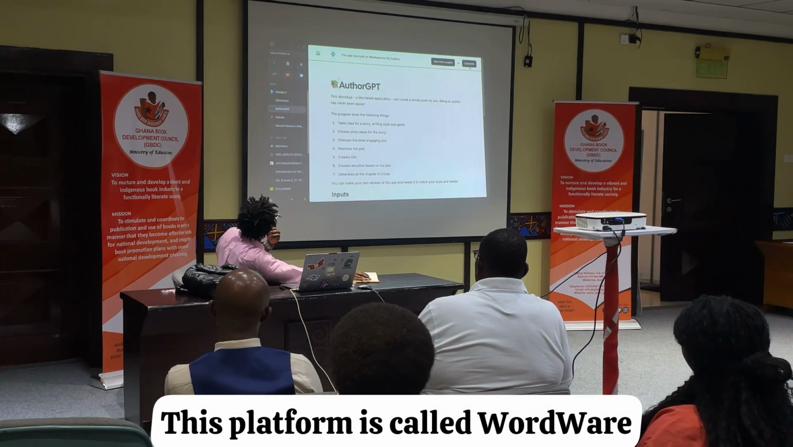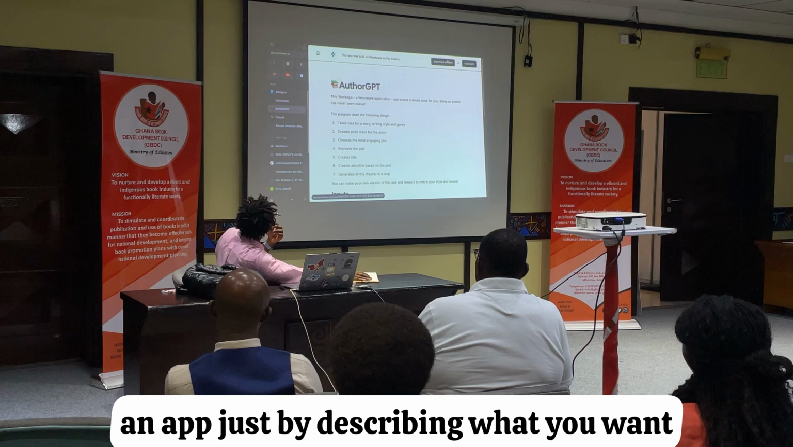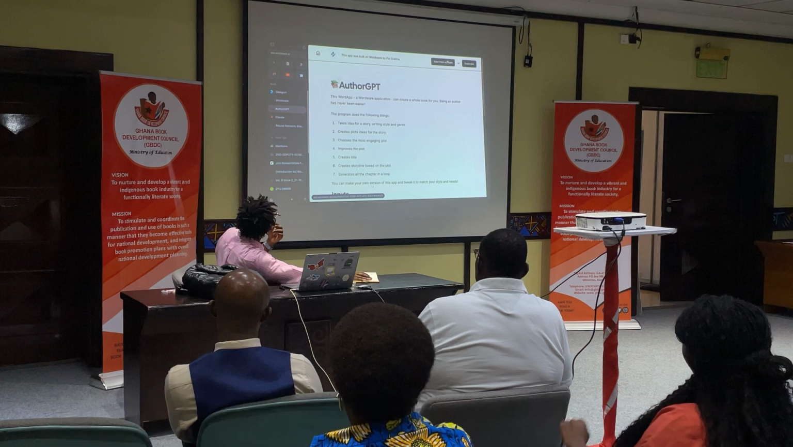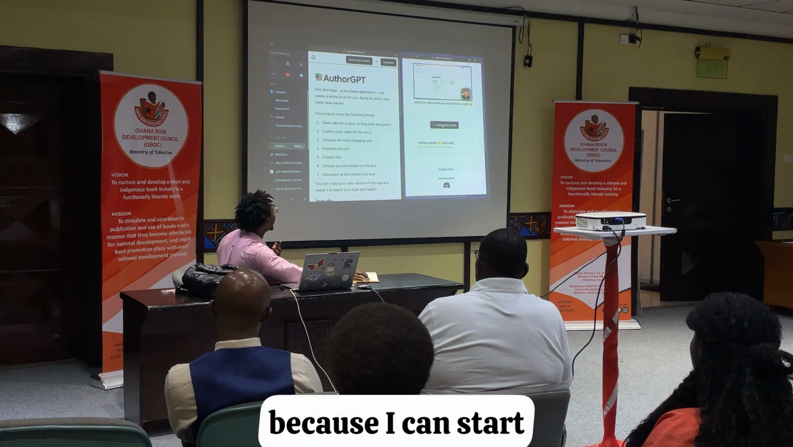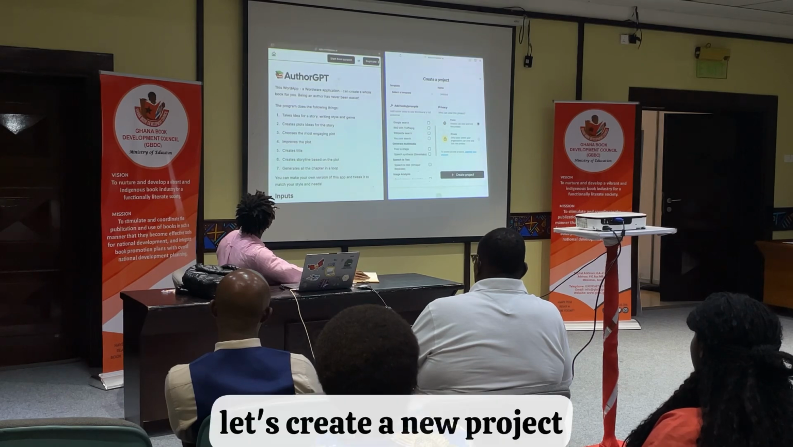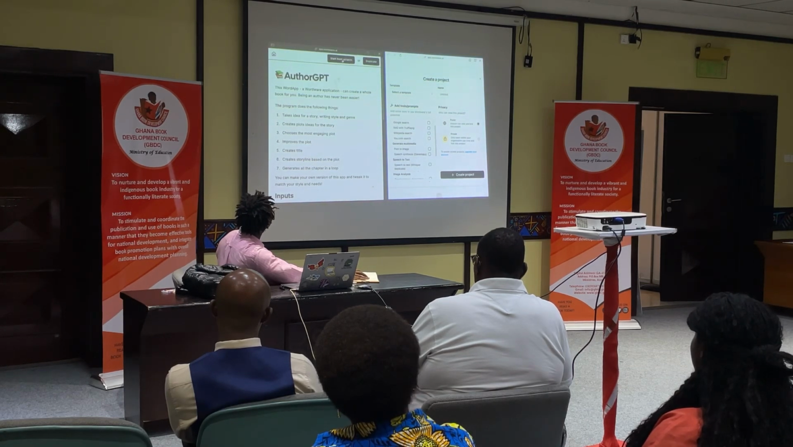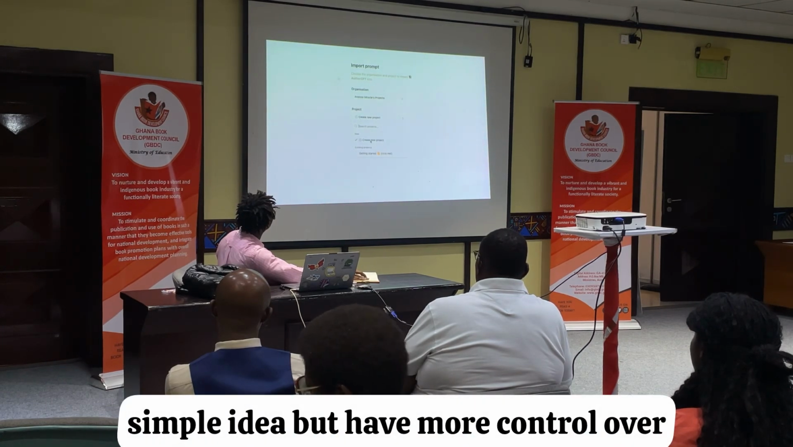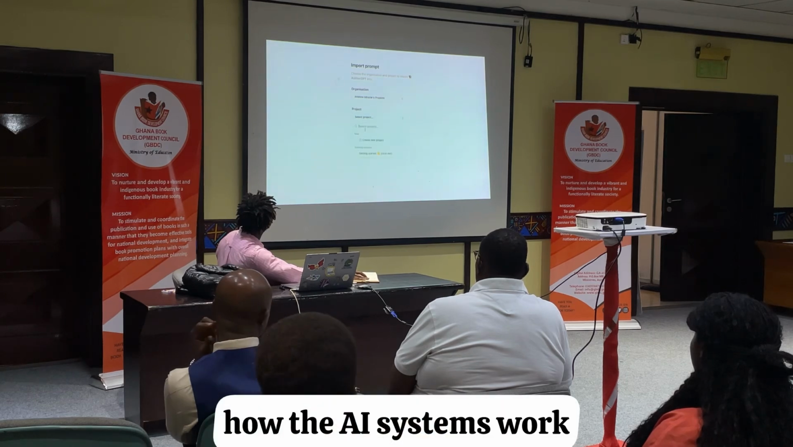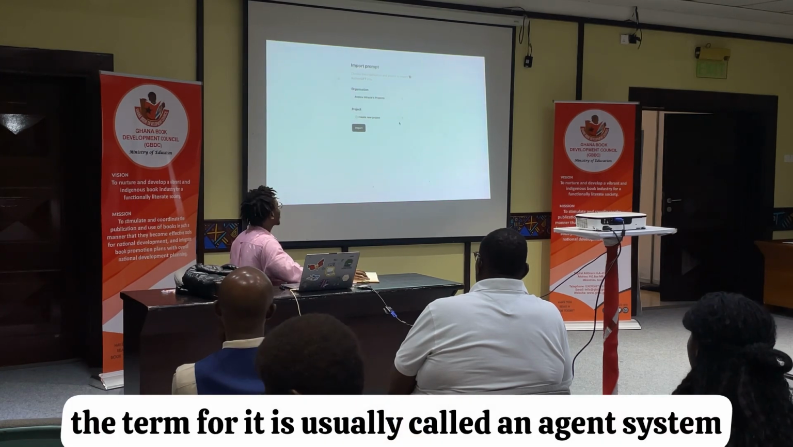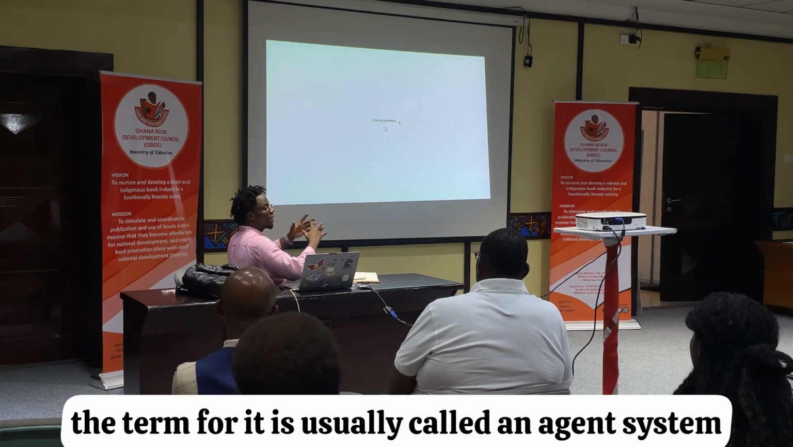This platform is called Wordware, an app just by describing what you want. It's actually very powerful too because, let me see. Let me close this one because I can start with very, very simple. Let's create a new project. I can start with a very simple idea, but have more control over how the AI systems work. When you have AI systems working together, the term for it is usually called an agent system.